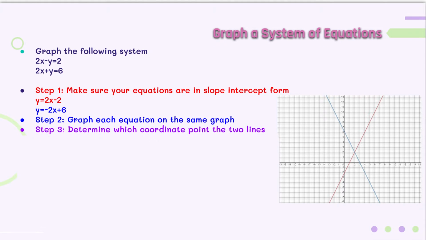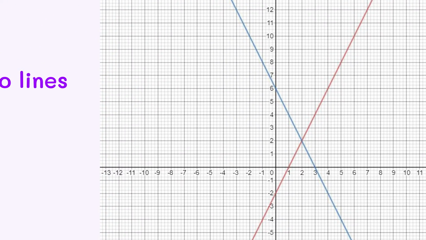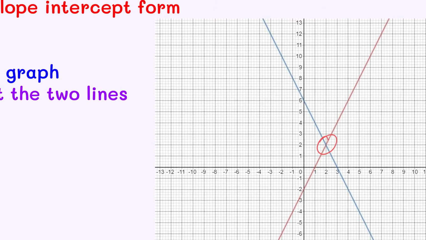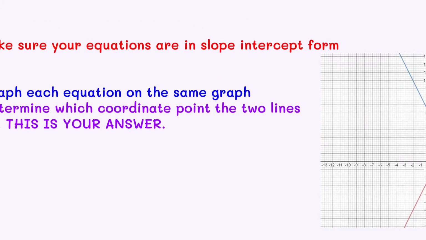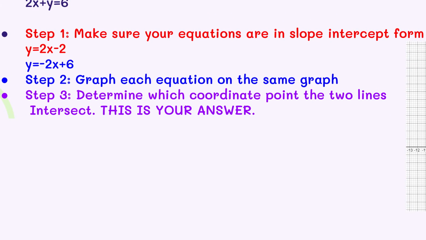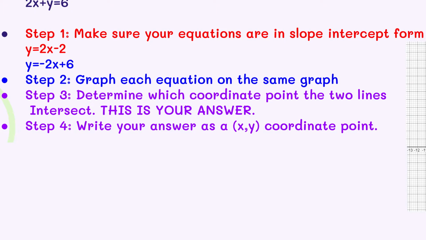Step 3 is to determine the coordinate point where the two lines intersect. This is your answer. If we look here, the two lines intersect at (2,2). Then step 4 is to write your answer as an x, y coordinate point, so my answer would be written as (2,2). On your mastery checks, for all of the lessons, when you have to write a coordinate point, you have to include the parentheses on either side and no spaces.